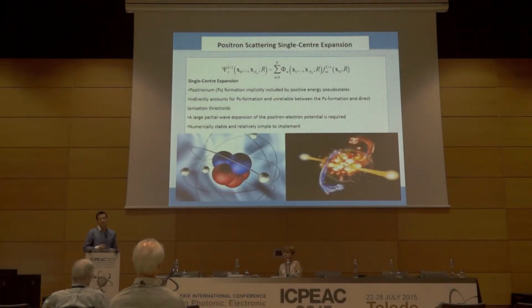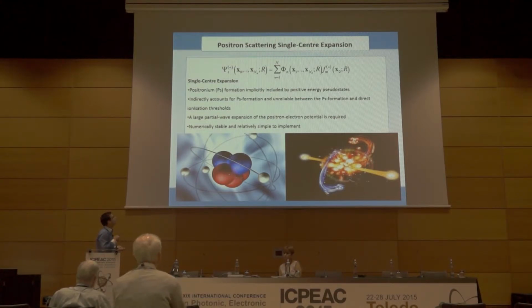We'll start with positron scattering from H2. Here we utilise a single centre expansion method, which implicitly includes positronium formation via positive energy pseudostates. These positive energy pseudostates represent an unbound electron from the target, which can correspond to either positronium formation or direct ionization. Unfortunately, this method gives unreliable results between the positronium formation and direct ionization thresholds, because the target electron can be unbound from the target in this 6.8 eV energy region. This causes a mismatch in boundary conditions, so we won't present results in that energy region.